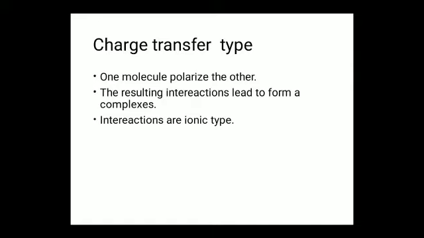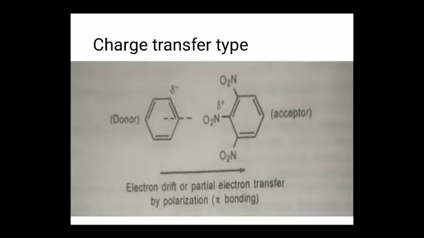The second type is the charge transfer type. In this type of interaction, one molecule polarizes another molecule. The resulting interaction forms a complex. Interactions between these species are ionic type. Resonance also contributes to the stability. An example is trinitrobenzene, which induces dipoles in readily polarizable benzene molecules.